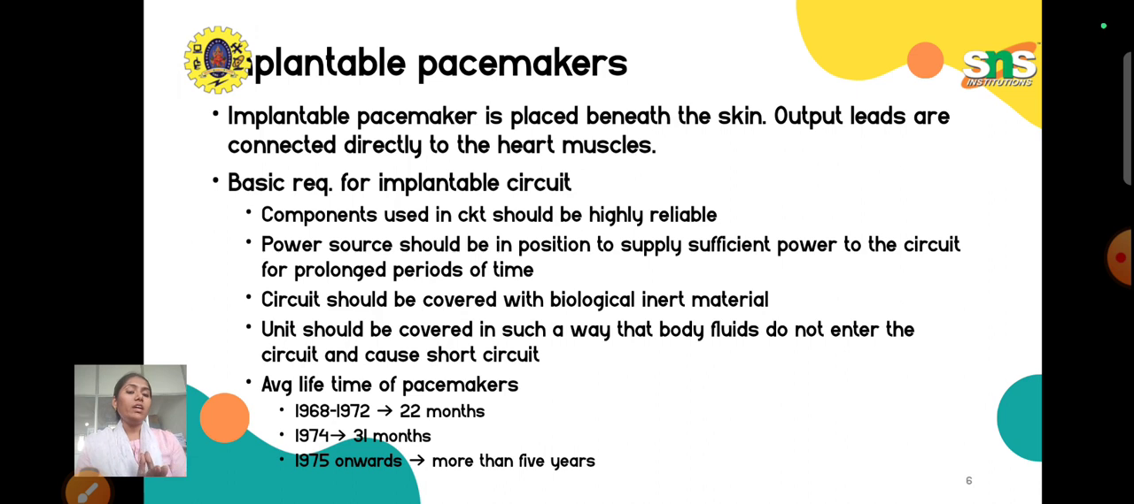If you are interested in working on a project in this area, try to work on how you can enhance the battery life of implantable pacemakers to more than 20 years. This is a very good potential area. Many researchers are still doing research in this area to enhance the battery life of implantable pacemakers, right? So in the next class we will discuss what existing implantable pacemakers are available and what their types are. Thank you.